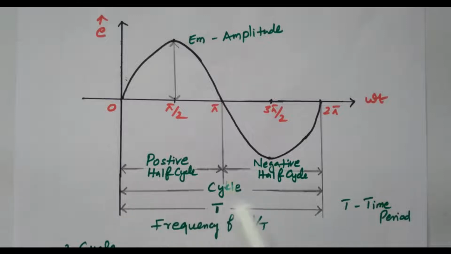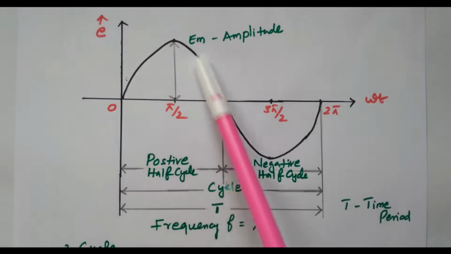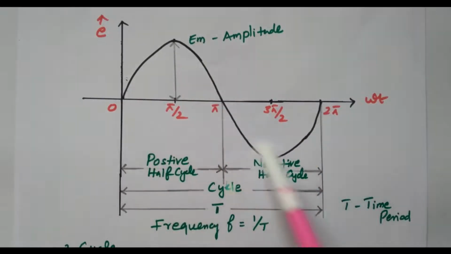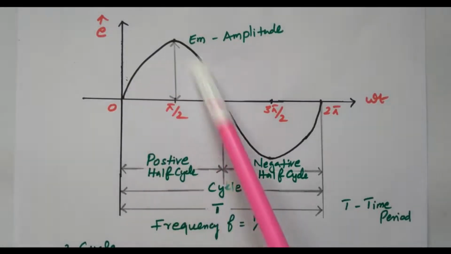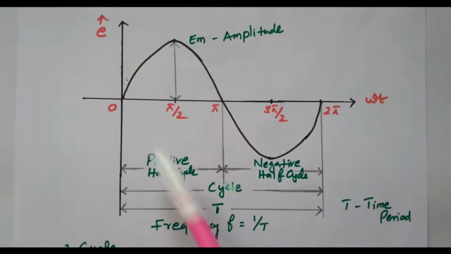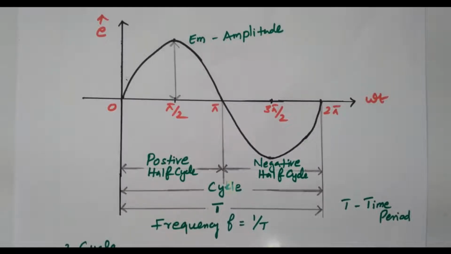So this is nothing but the time period. It is the time taken to complete one full cycle, that is positive as well as negative. The time T is nothing but the time taken to complete the positive cycle as well as the negative cycle, one complete cycle. The frequency, you know that frequency equals 1 divided by T. The number of cycles per second can be calculated as 1 divided by T. T is nothing but the time period.